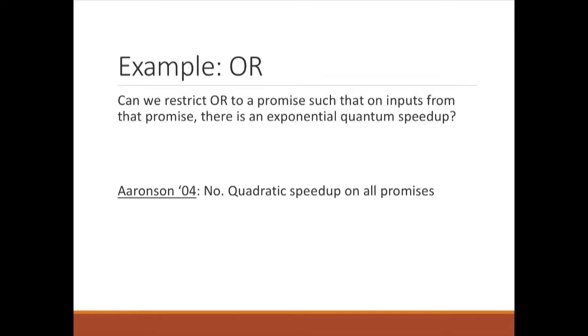OK, so for the OR function, the answer is no, which is maybe intuitive. This is a result of Aaronson from 2004. So actually, the speedup is exactly quadratic. That's kind of neat. No matter what promise you put, quantum algorithms will be quadratically faster than the randomized algorithms.